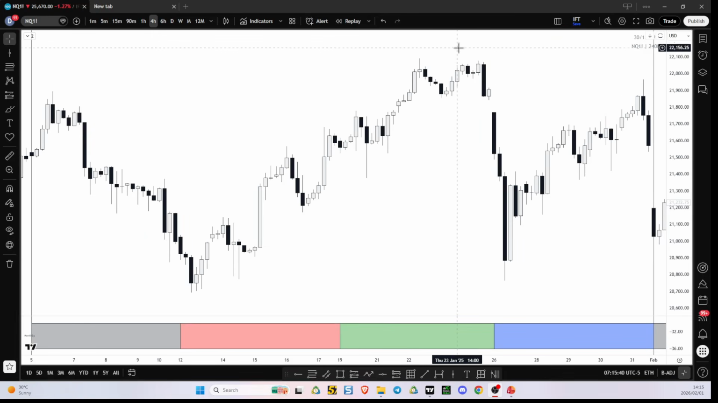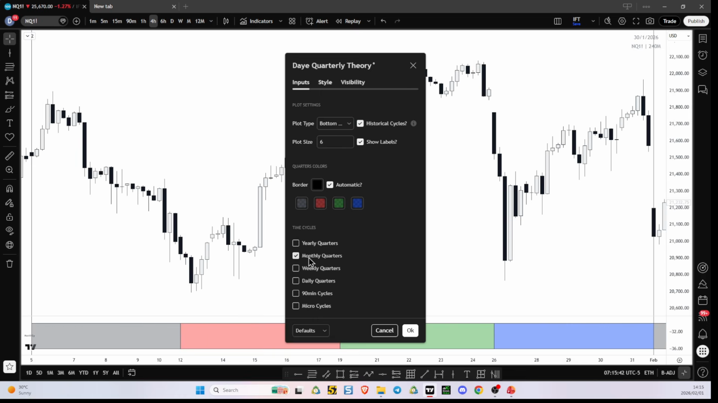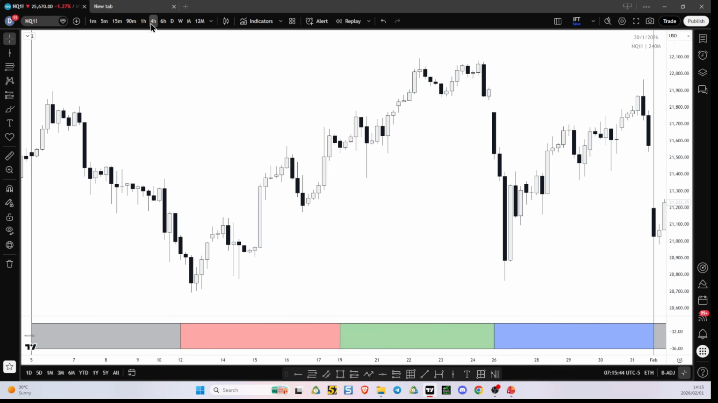Alrighty, so on the indicator, I have selected the monthly cycle, and you view the monthly cycle through the lens of the 4-hour time frame. With the monthly cycle, we take an entire month's worth of trading and split it into 4. This gray box represents the first quarter, or the first week of the month. This red box represents the second quarter, or the second week of the month. The third box, the green box, represents the third quarter, or the third week of the month, and the blue box represents the fourth quarter, or the fourth week of the month.